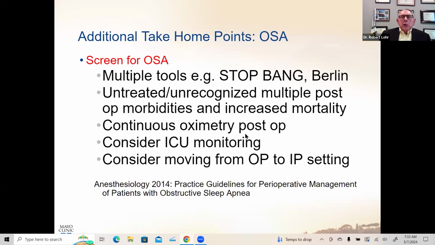There are many ways to screen. The STOP-Bang questionnaire is probably the most commonly used, but untreated or unrecognized OSA can cause problems. And if you encounter a patient who is undiagnosed, you do a STOP-Bang and they have a high risk of OSA, and their wife says, yeah, he's snoring all night long, you're not going to necessarily start them on CPAP pre-op, but you need to prominently document that this patient may have OSA and certainly is at risk for some problems, so that anesthesia can arrange for some oximetry post-op. They might put the patient in the ICU post-op, or they might move an outpatient procedure to an inpatient procedure.